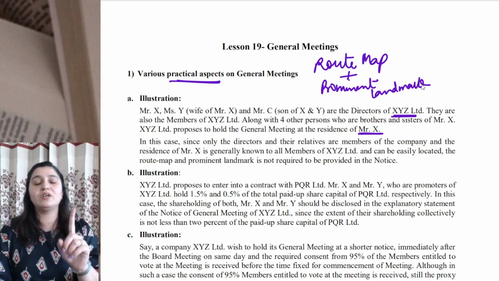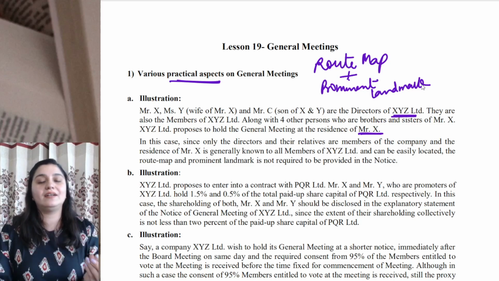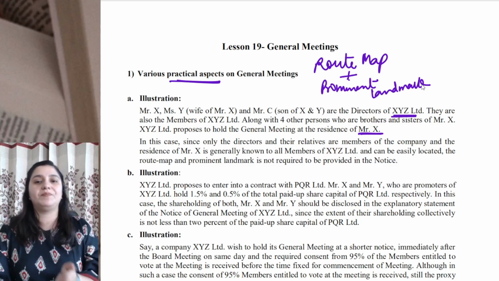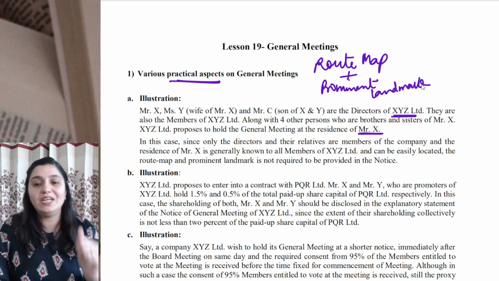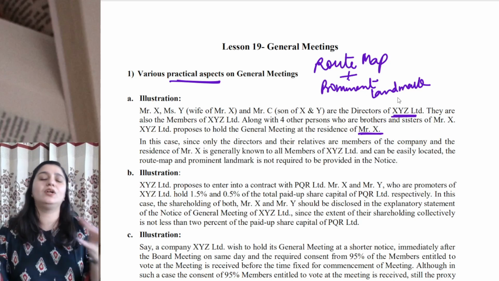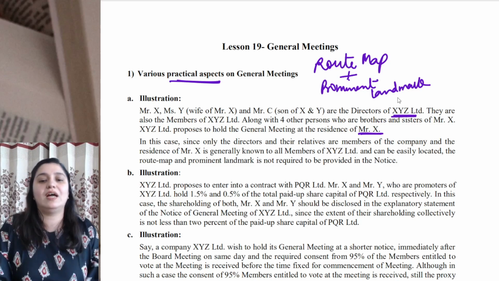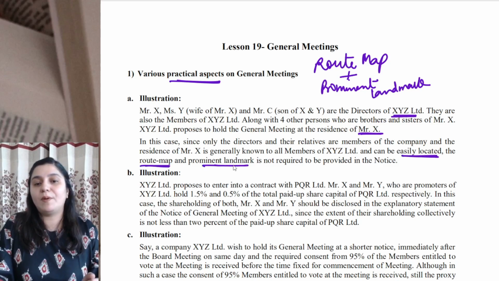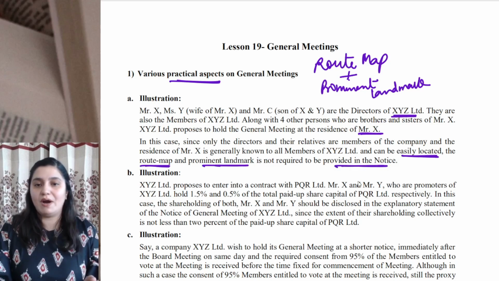So the first exception was when members are the directors and relatives of the directors. When directors are the members or their relatives are the members, then there is no need to give the route map and prominent landmark because generally they can talk to each other, they can ask each other and they can easily locate the area. So the route map and prominent landmark is not required to be provided.